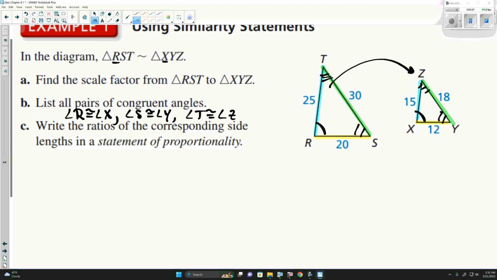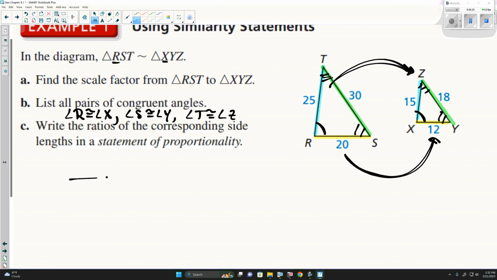Now the question is, with the proportionality statement, where are we going from what to what? We're going from RST to XYZ, yes? We're going from 20 to 12. Is the number getting bigger or smaller? Smaller, so should the bigger or smaller number be on top? If we're going from bigger to smaller, what we're multiplying 20 by should make it smaller, yes? So the smaller number should be on top.